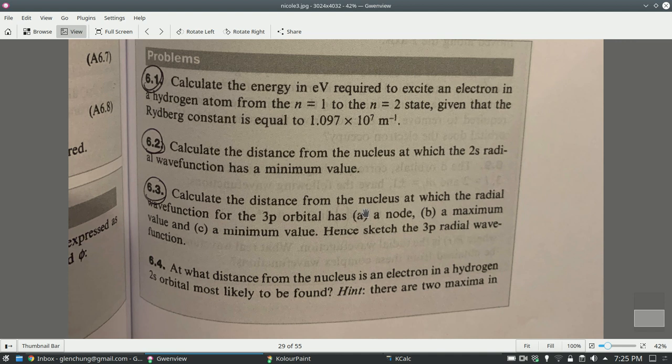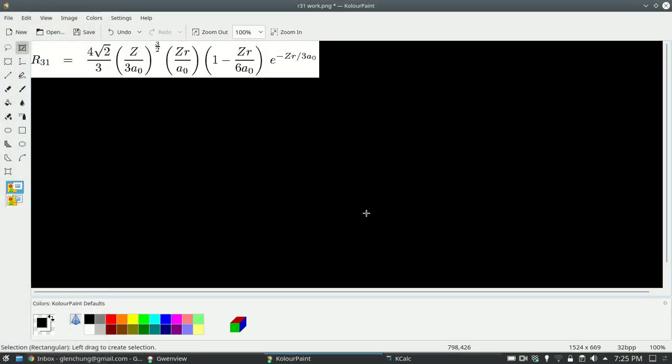A node would mean that the wave function is 0. There is no probability of finding the electron there. So where does this whole thing equal 0? Well, let's see. This exponential will never be 0, right? So I can divide that on both sides and just forget about it. Could this other factor ever be 0?